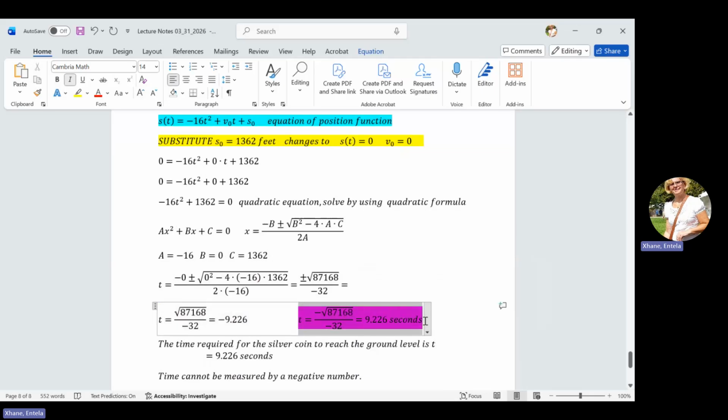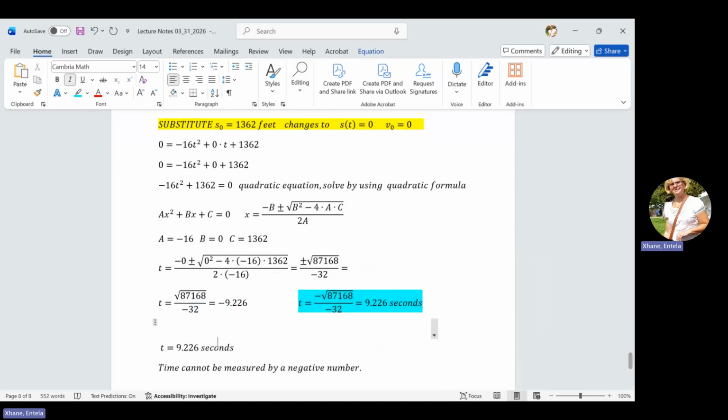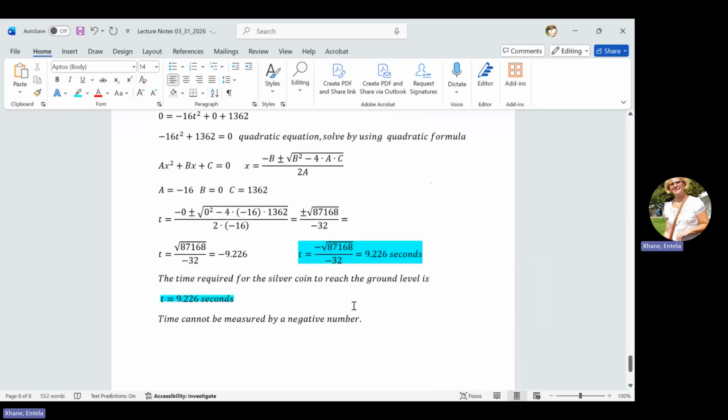Now notice that this one is highlighted. I'd like to highlight it in blue, because all the answers for us are in blue. And then I'm eliminating the first one, because the time cannot be a negative number. And then I conclude that the time required for the silver coin to reach the ground level is 9.226 seconds. Time can only be measured by a positive number, not a negative number. So that's why the other solution is eliminated.